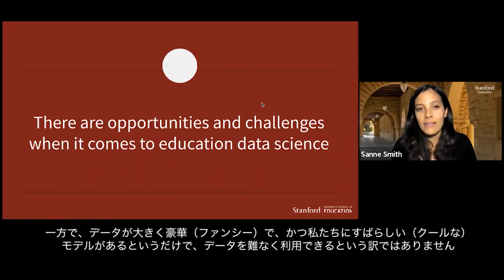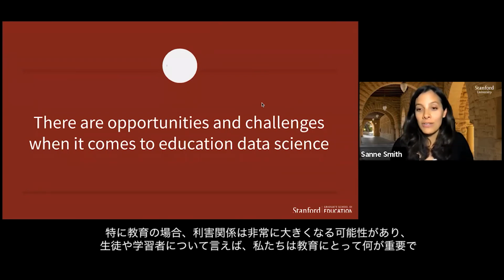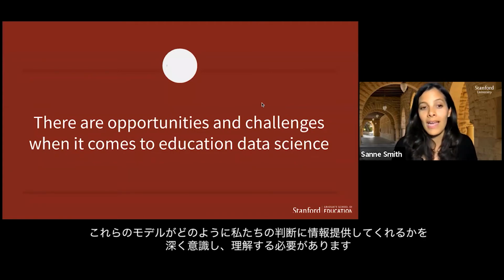On the other hand, utilization of data, just because it's big and fancy and we have a cool model, doesn't mean that it comes without challenges. And especially in education, where the stakes can be quite high when it comes to our students and our learners, we want to be really mindful and understand what is important to education and how these models inform our decisions.